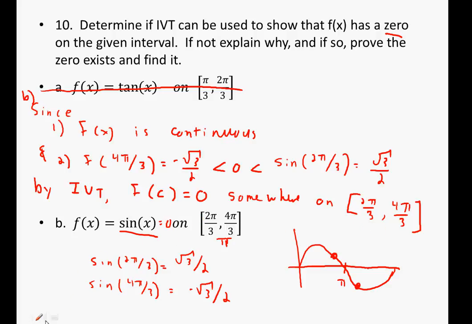Okay? And the question also says find it. So if not, explain why. That's what we did in A. And if so, prove the 0 exists. That's what we just did. IVT does all the work. We just check the conditions. And then you just say, well, IVT forces it to happen. That's the rule. All right, get out of here.